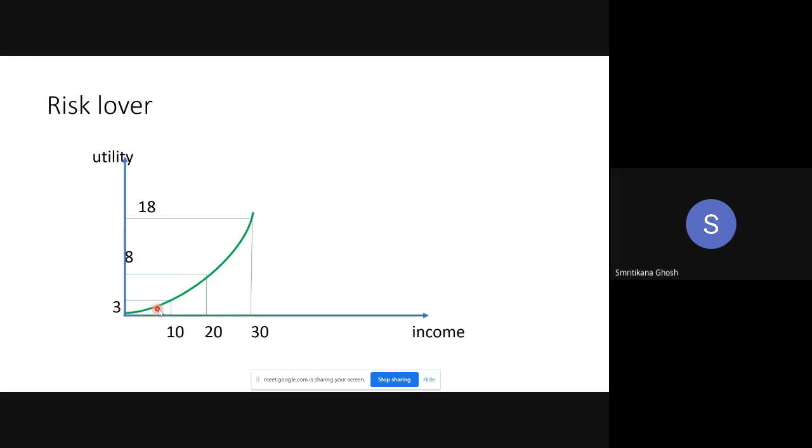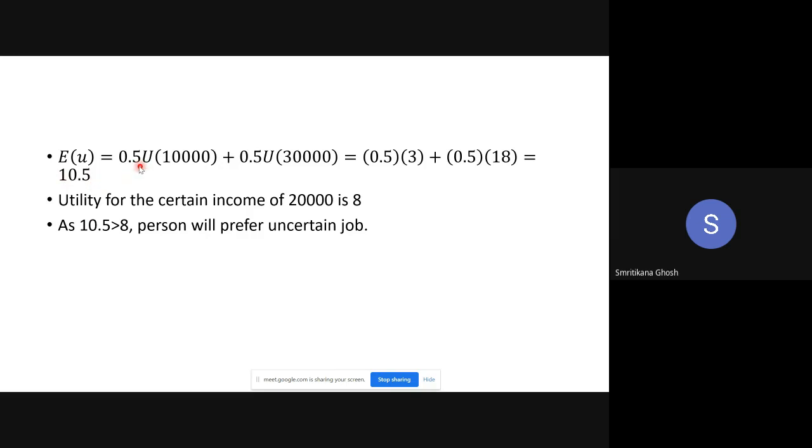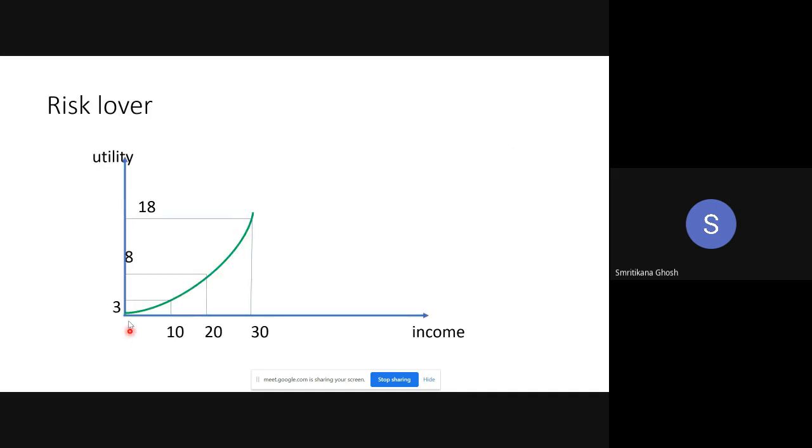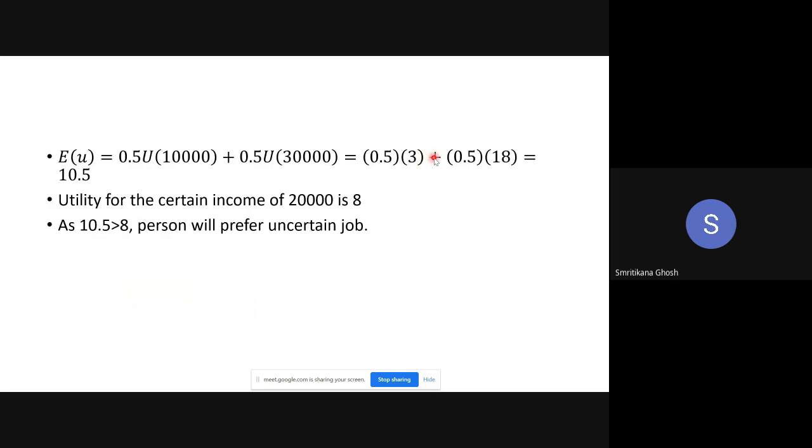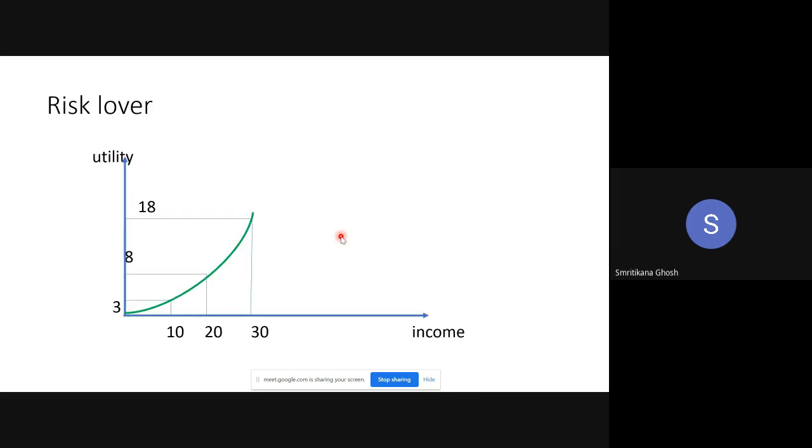Now look, for the risk lover, the total utility curve is convex to the horizontal axis. Now for 20,000, the utility level is 8. And for the uncertain job, the expected utility is 10.5. Just find out the value: 0.5 into utility of 10,000, plus 0.5 into utility of 30,000. So utility of 10,000 is 3, utility of 30,000 is 18. So put those values, you will get 10.5. As 10.5 is greater than the certain income's utility, that is 8, the person will prefer the uncertain job. So why is it like this? Why has the expected utility of the second job changed? Because the curvature of the graph has changed.